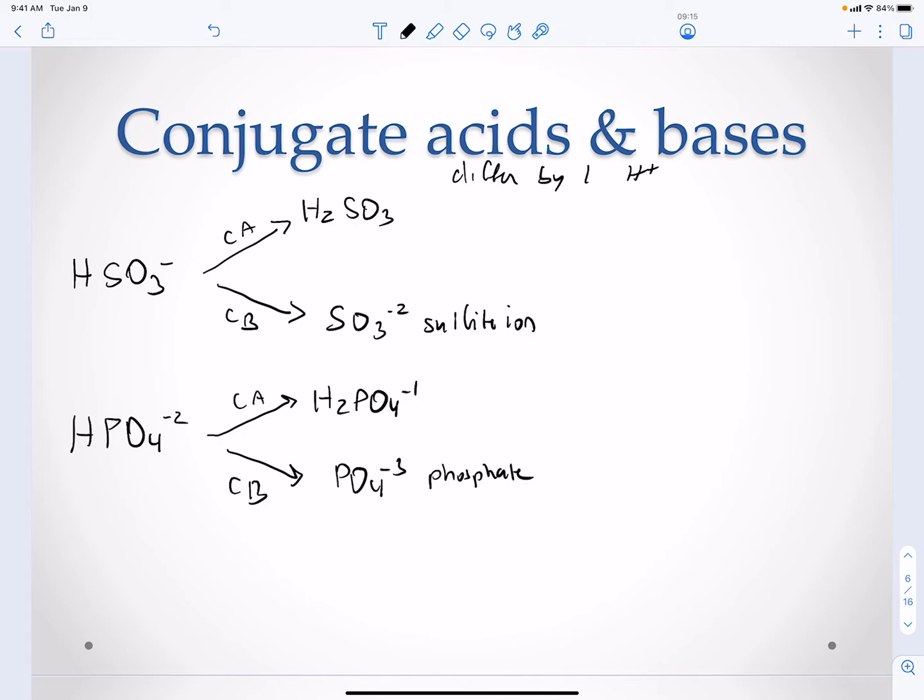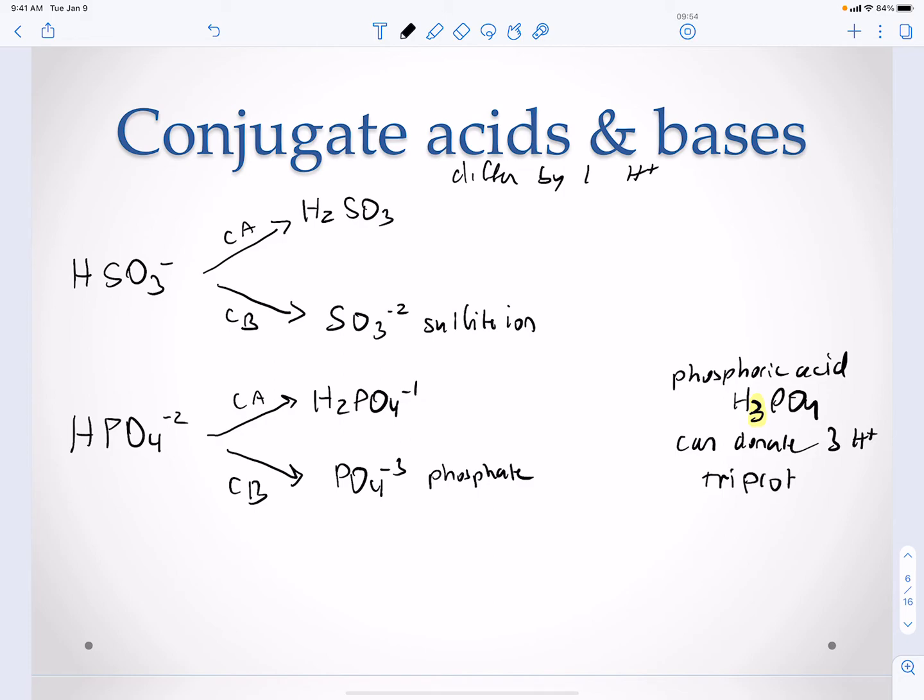Now, what's important about hydrogen phosphate is it does have a parent species, phosphoric acid. And phosphoric acid is H3PO4. And so in essence, there are 3 hydrogens that can possibly be donated. And so this is called a triprotic compound. Proton. But it can only donate 1 hydrogen at a time.